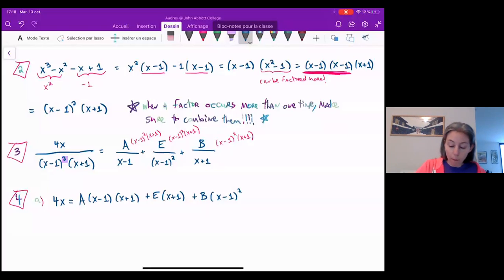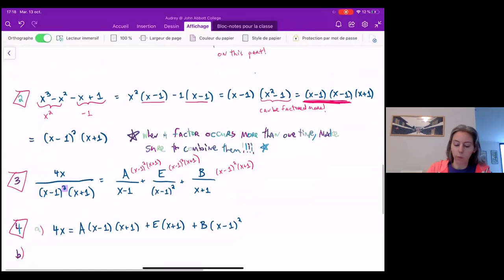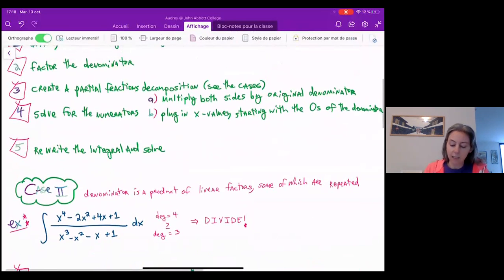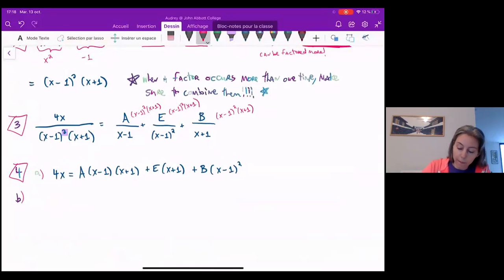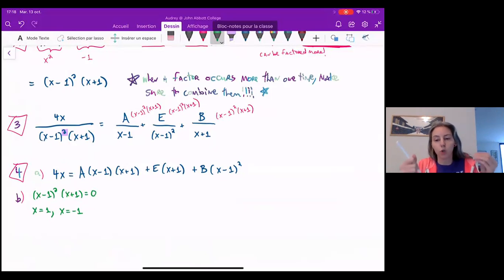Okay, so now part B says that I want to solve for my A, E, and B, and I want to do that by plugging in x values. So it's the x values of my choice, but we start with the zeros of the denominator. So when we look at how this step is written, it says plug in x values, starting with the zeros of the denominator. So we're going to start off by finding the zeros of the denominator. So I'm basically setting this denominator, x minus 1 squared times x plus 1, equal to 0. And I can see that it gives me two x values, x equals 1 and x equals negative 1. So these are the values that I am going to start with.